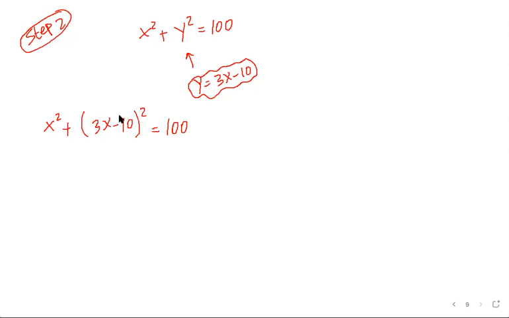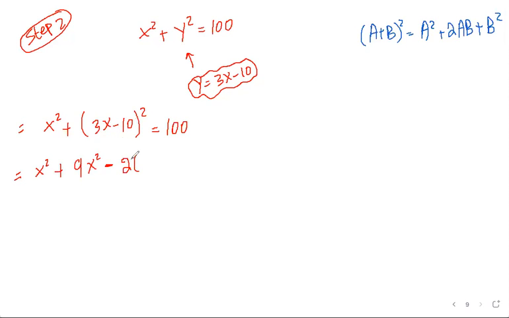So here, by using the properties, (a plus b) square is equal to the first one square plus 2ab plus b square. So the same thing here. I get x squared plus the first one square is 9x squared, minus 2 times the first one 3x times the second one 10, plus second one square 100, equal 100.